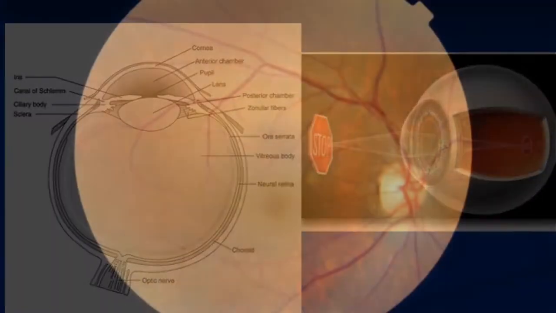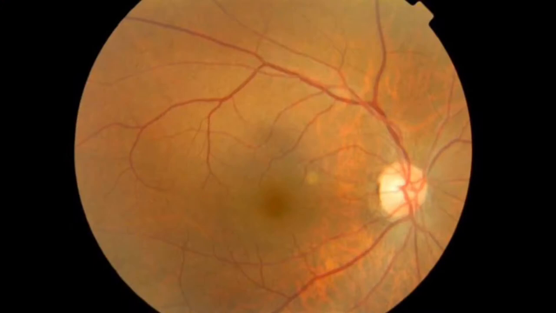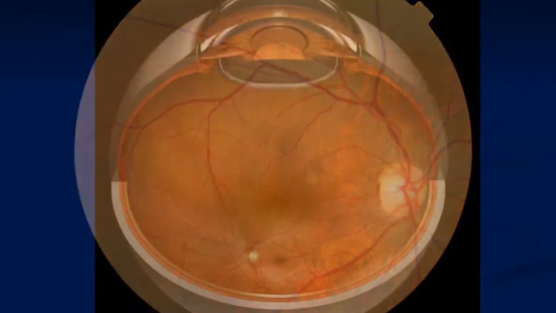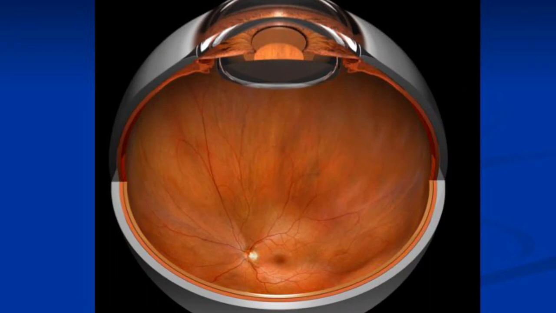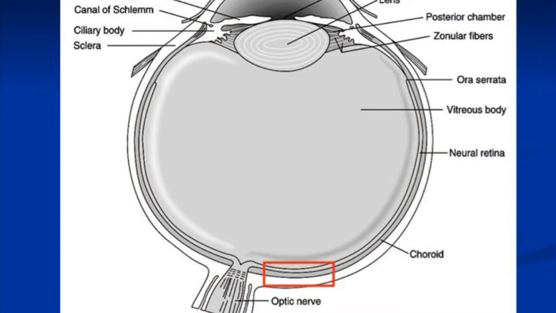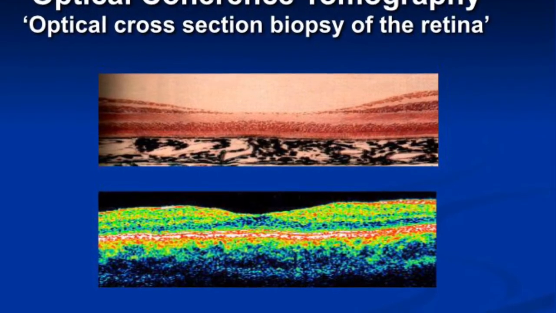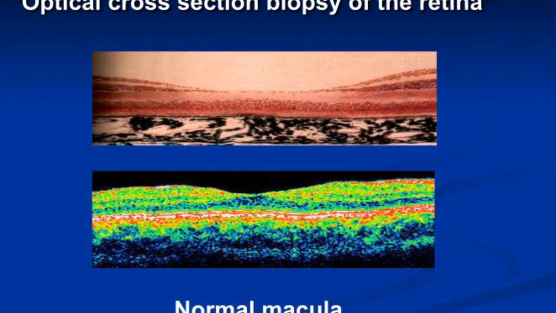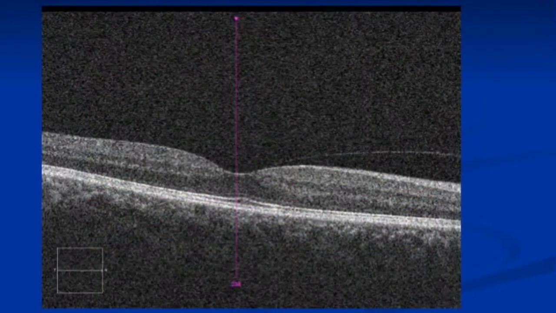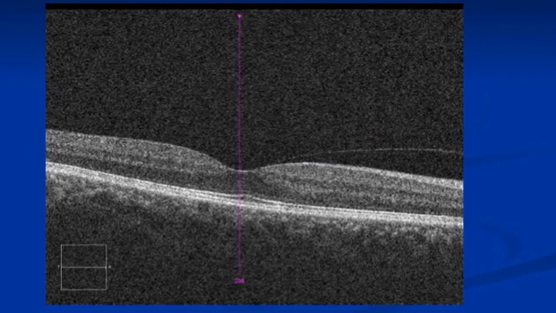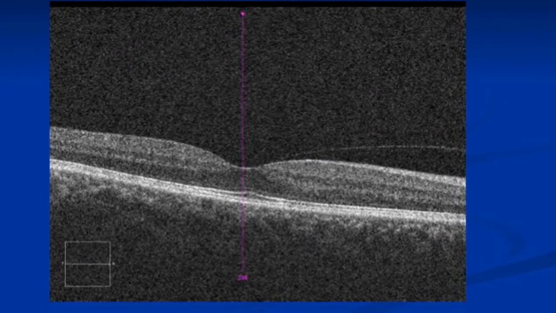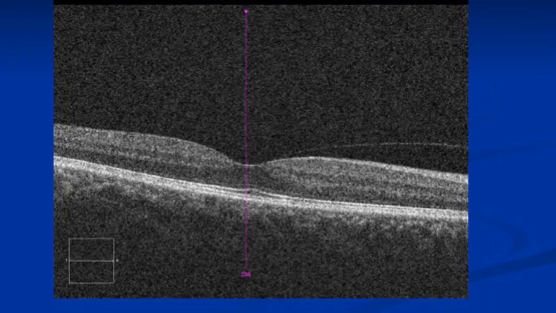And this is an actual image of the retina. The macula is a special spot in the center of the retina, which is located in the bottom part of this picture. If we do a cross-section of the macular region, this is how it looks. On the top is a real histology diagram of the macula, and the bottom here is an optical coherence tomography, or OCT, picture of the retina.